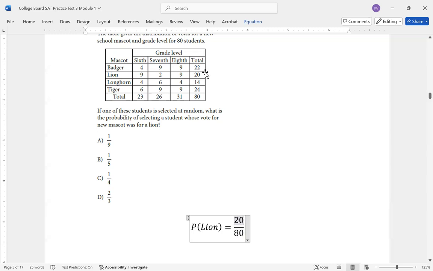So 20 out of 80 is the answer. However, we would want to simplify our answer, and 20 out of 80 simplifies to 1/4. So option C is the correct answer. The probability of picking a student whose vote for the new mascot was for a lion is 1/4.